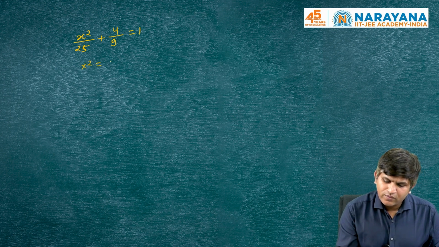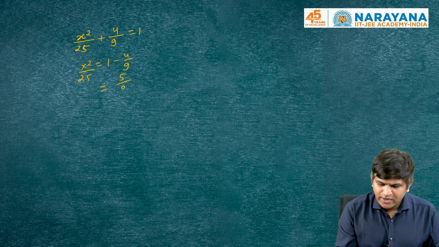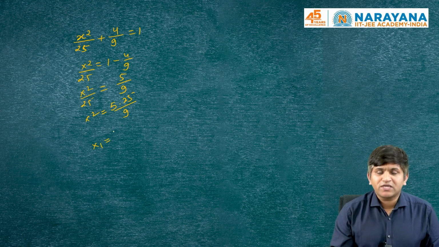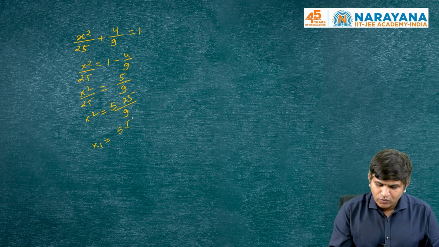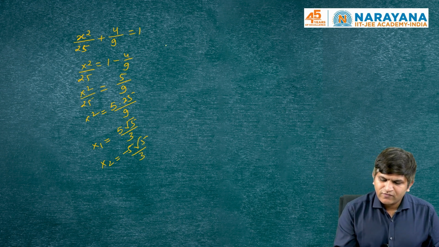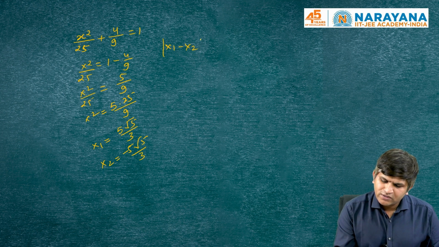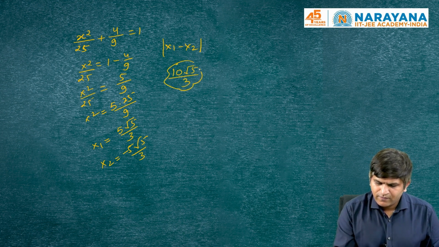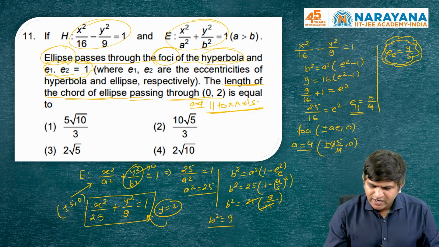So x square by 25 equal to 1 minus 4 by 9, that is 5 by 9. X square equal to 5 into 25 by 9. So from this we can write x1 equal to, two values basically we are getting, 5 root 5 by 3, and x2 minus 5 root 5 by 3. So length of the chord will be mod of x1 minus x2, so that will be twice of that. So we can write 10 times root 5 by 3. Okay. So our answer is 10 times root 5 by 3.